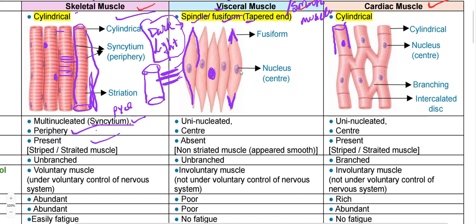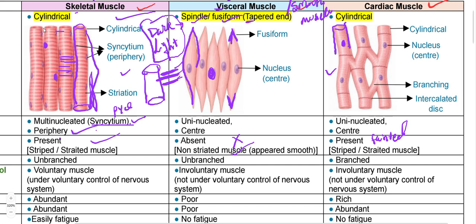Then here there won't be any striation. We call it non-striated muscle. And in cardiac muscle, striation will again be present, but faint striation. That's why when I ask some people what the types of muscle are, they simply say striated and non-striated. That's not the correct way to speak, because when we talk about striation, skeletal muscle as well as cardiac muscle are both striated, right? So the correct way is skeletal muscle, visceral muscle, and cardiac muscle are the types of muscle present in our body.